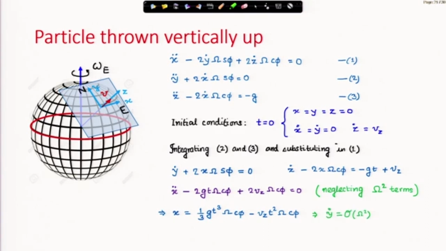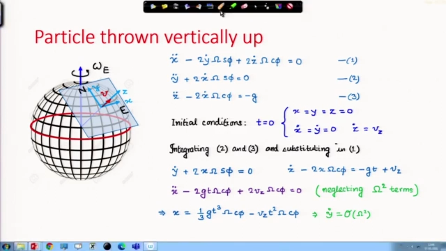And if you substitute this expression of x now in this expression of y dot, you will find only omega square. I mean, whatever you get will have omega square. Therefore, y dot actually hardly changes, it changes to a very small order, order of omega square. Already omega is 10 to the power minus 5, so it is order 10 to the power minus 10. So, that is quite negligible.